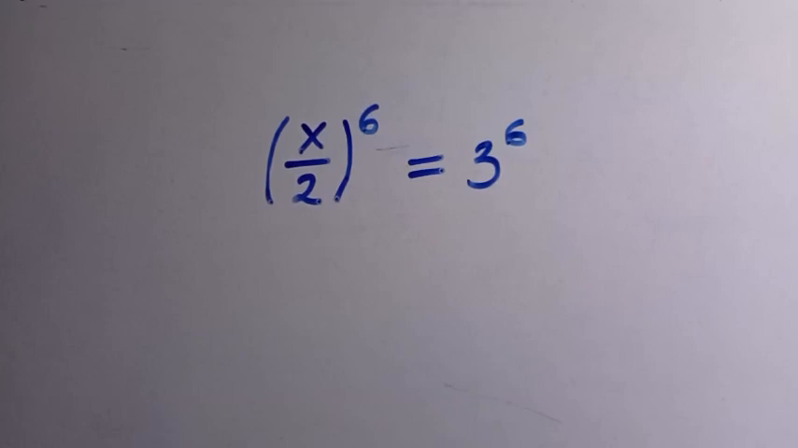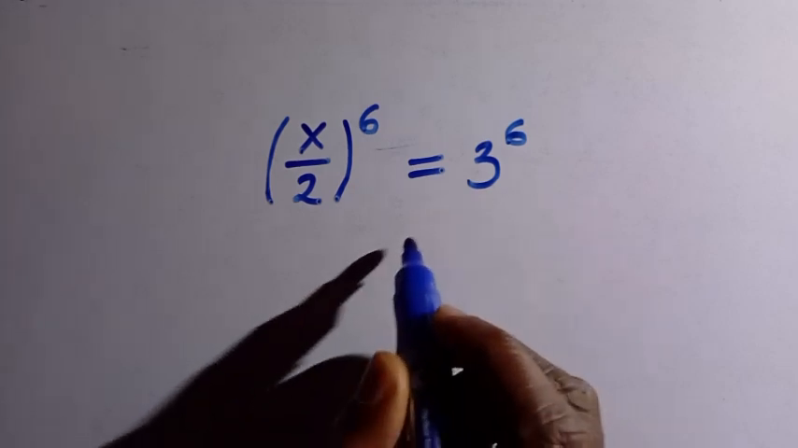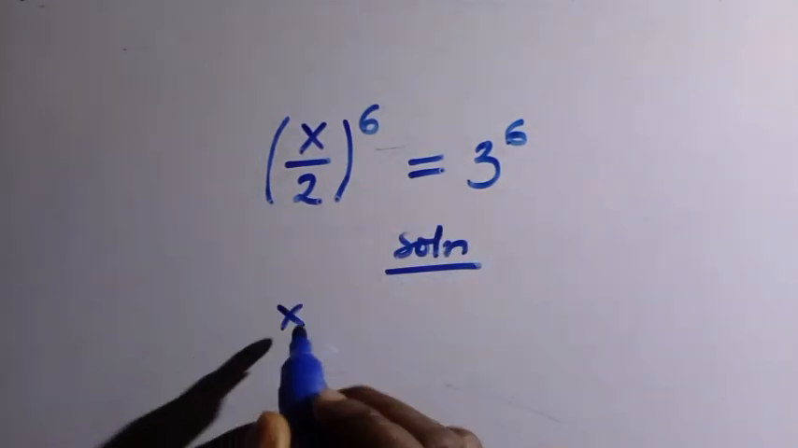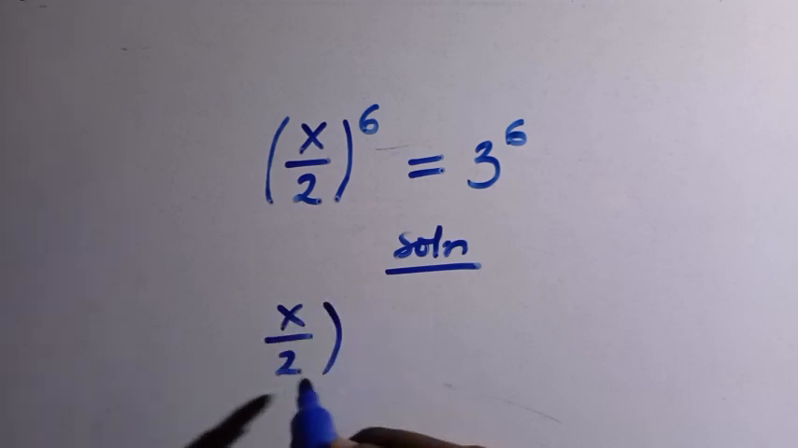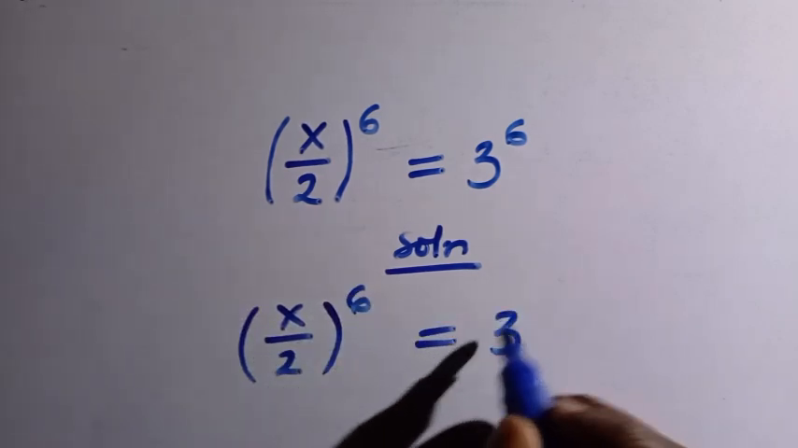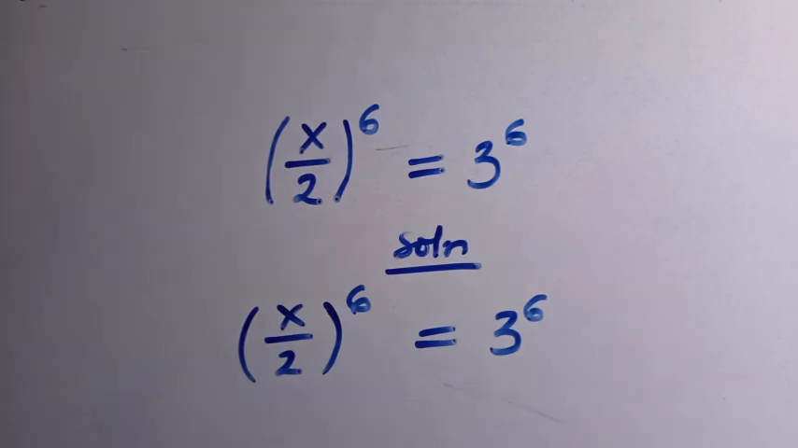How to solve this nice exponential equation? So let's see the solution from here. We have (x/2)^6 = 3^6.